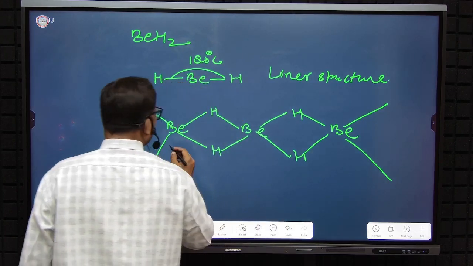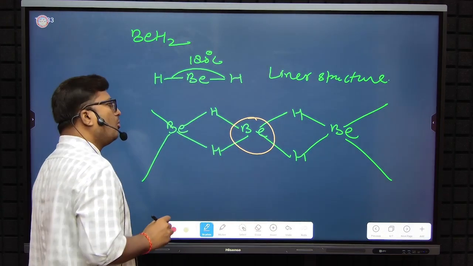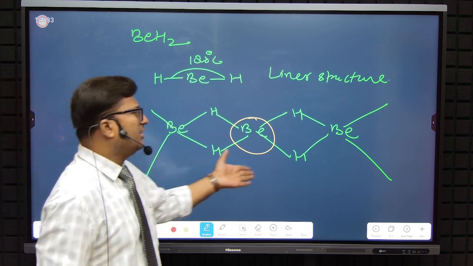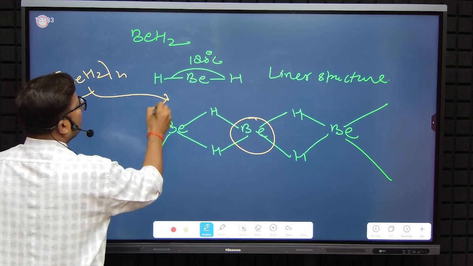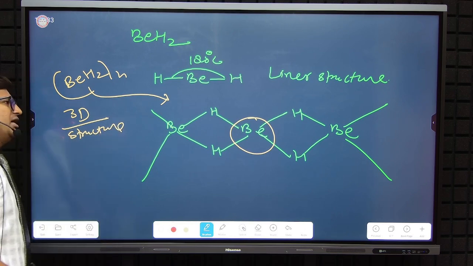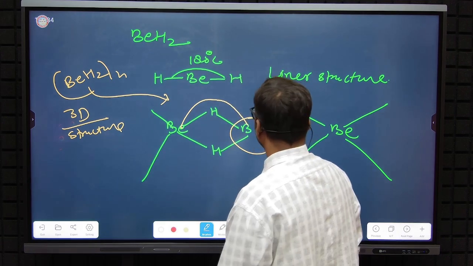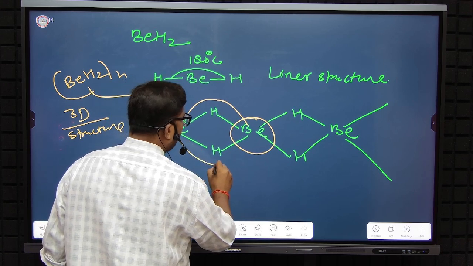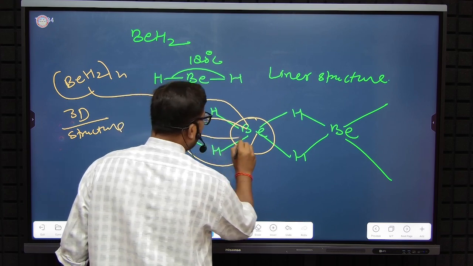And now here each beryllium, you can see, has 4 bonds. Now it seems it completely follows the octet rule, and this polymeric chain, BeH2 whole n, exists in polymer form, and it has a 3D network structure, right? So it contains beryllium, hydrogen, beryllium. Above the plane and below the plane there is a beryllium, hydrogen, beryllium bond. So this is one type, and this is another type.